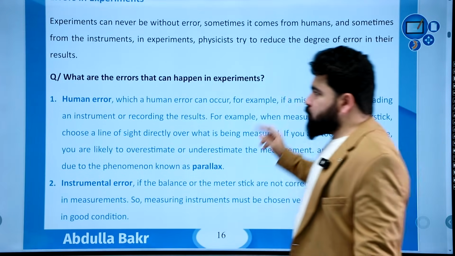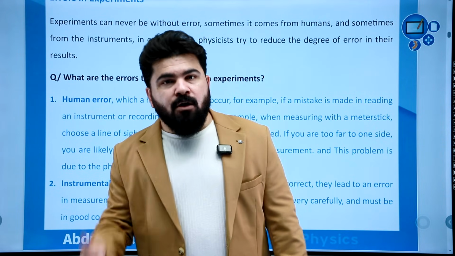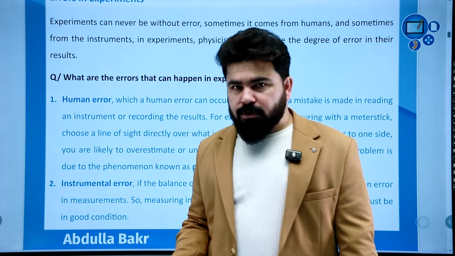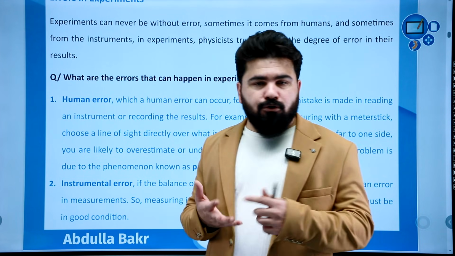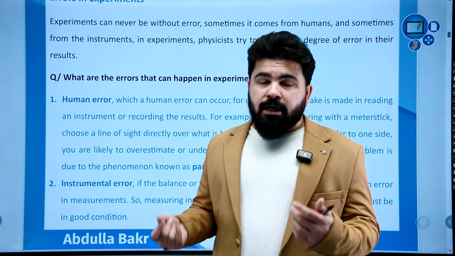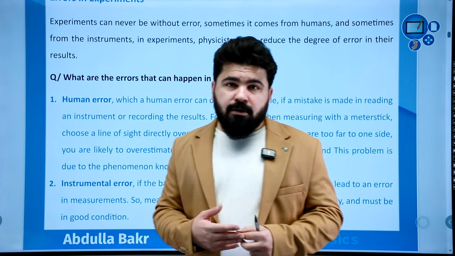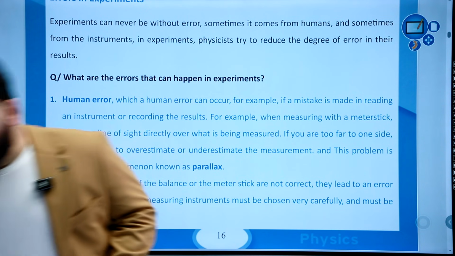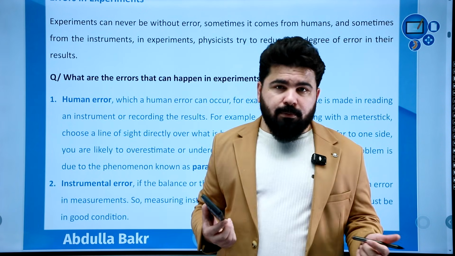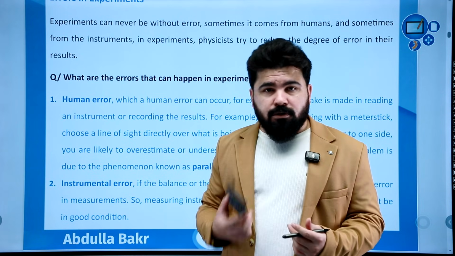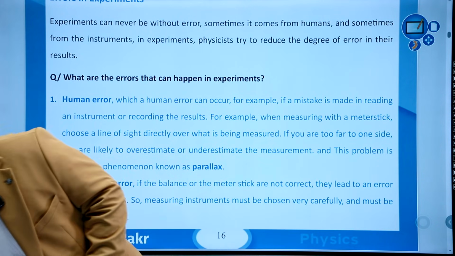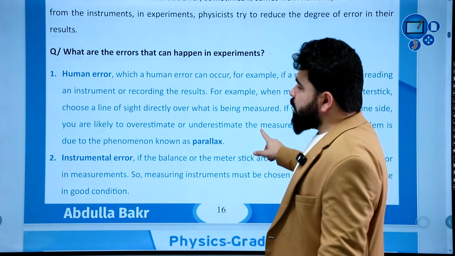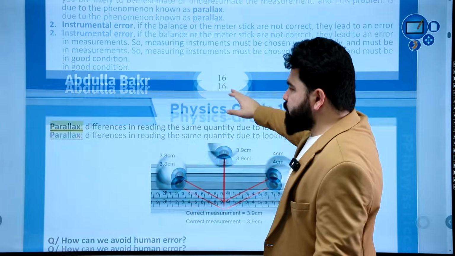Errors in experiments. So we have two types of errors in experiments. We have human error and we have instrumental error. Human error means it comes from humans. For example, you miscalculate something, you don't know how to calculate the question, or you forget to write a number. This is basically human error. Instrumental error means, for example, let's say you have a calculator and this calculator is not working properly. The error is not from you, it's from the calculator. So this is instrumental error.